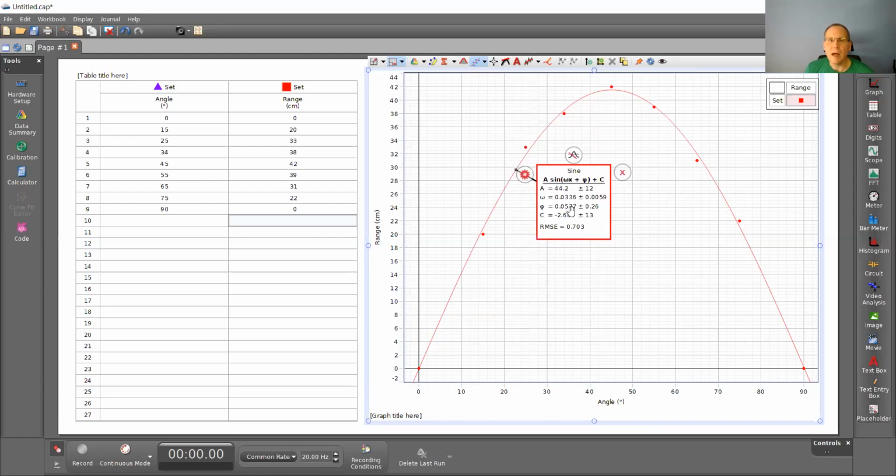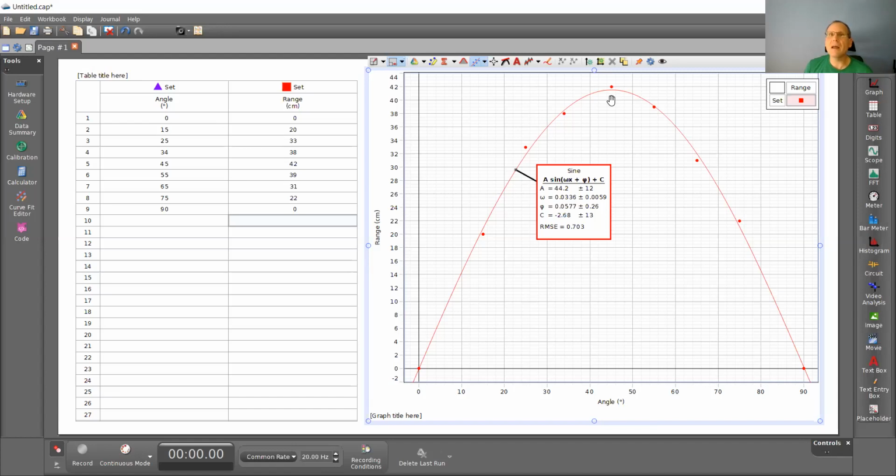Okay. Now, this question is going to ask you for the maximum range, experimental, and the angle at which it occurs. You don't want to use your original data points. After you do the fit here, to answer that question, you want to find the peak of the curve, just below that point.